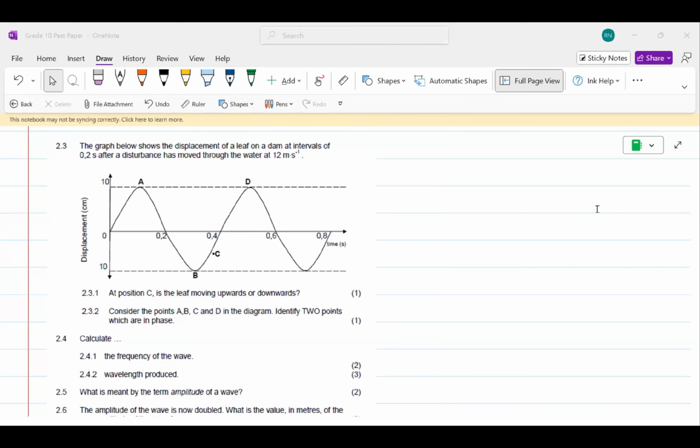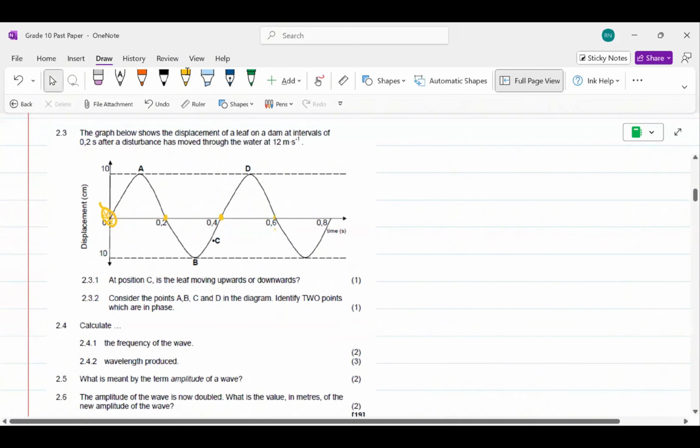So here this graph is showing what they're saying is that we have a leaf. I'm going to attempt to draw a leaf. We have a leaf that's on a dam, right? And it's moving up and down. There's like a wave that has come on the dam. Somebody's dropped a pebble in the dam or something. And so now this leaf is going up and down with the wave that has been formed on the dam. And they tell us what the displacement is every 0.2 seconds. So there we go, 0.2, 0.4, 0.6, 0.8, right?